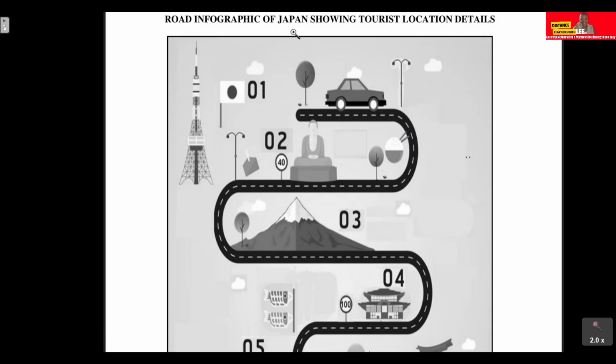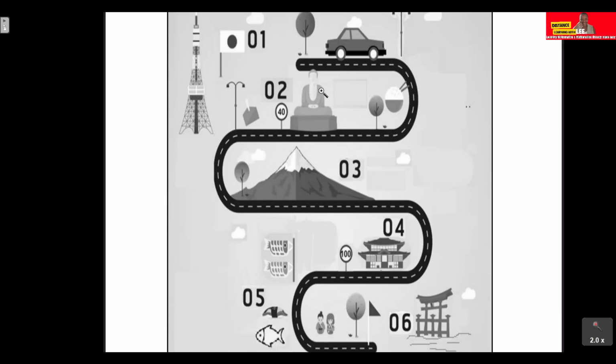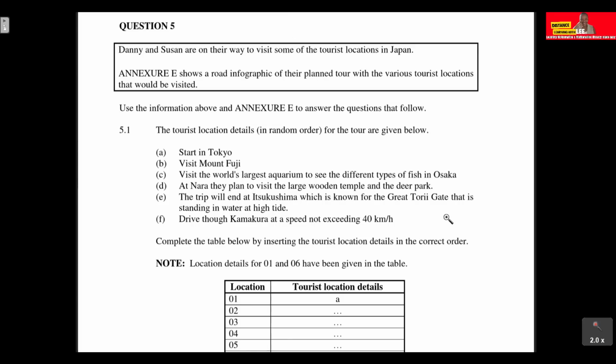So with this question, what we basically need to do is determine what actually happens at all these different locations, by using the information or the details that are given to us here. So let's have a look.